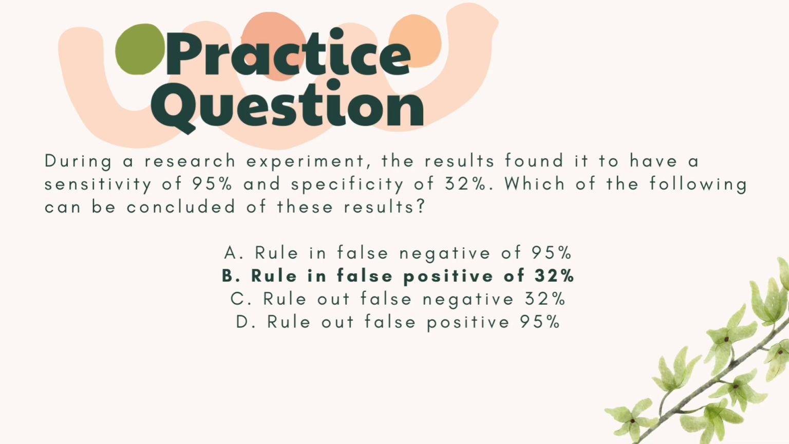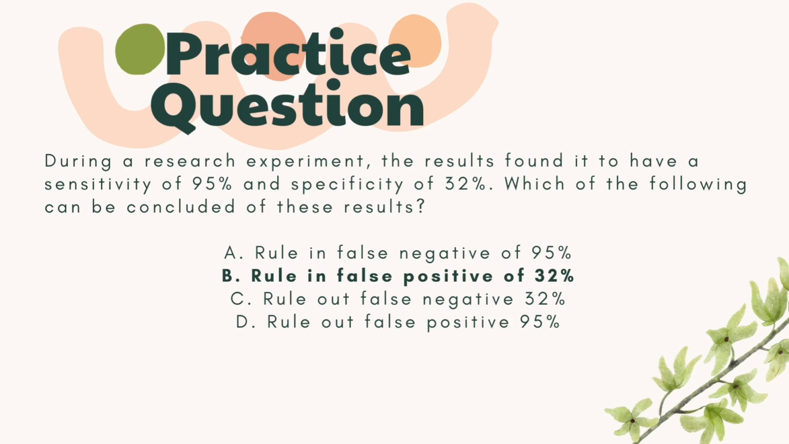So let's look at A. To rule in false negative of 95%, well, if we look at what was given, SNOUT, aka sensitivity, is 95%, and SPIN, specificity, is 32%. While ruling in is SPIN, which does not go with 95%. So that's incorrect. And then B, ruling in with 32%. Okay, well, those two go together.